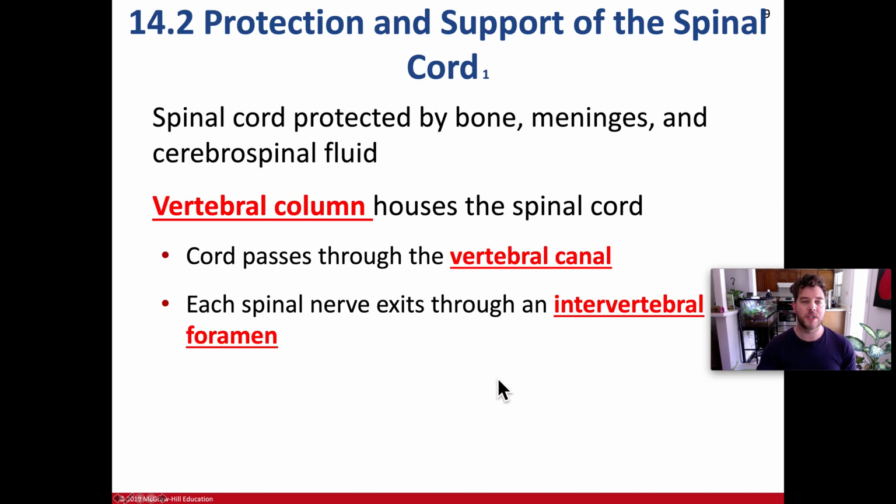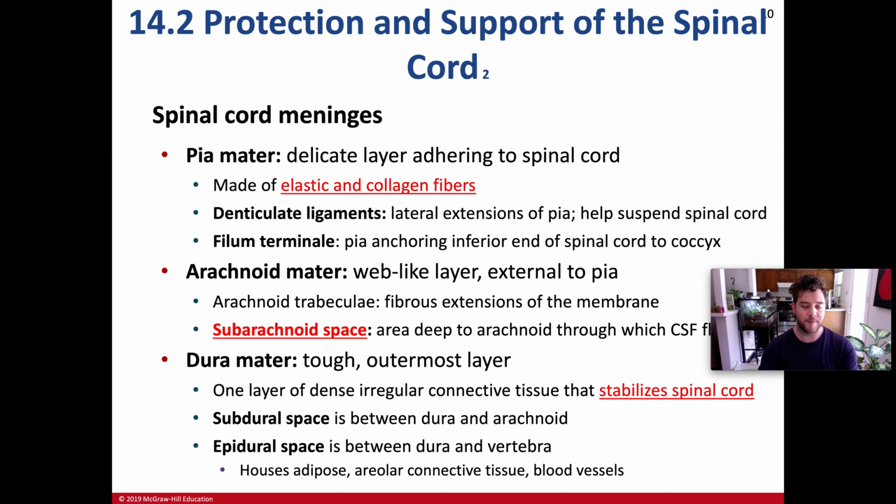Okay. So the spinal cord is protected by the bone, meninges, and the cerebrospinal fluid, all those structures of the vertebral canal, of the vertebral column. The cord passes through the canal, and each spinal nerve exits through an intervertebral foramen. Remember, foramen means a hole, and intervertebral means between the vertebrae. So the holes between the vertebrae are where those spinal nerves exit.